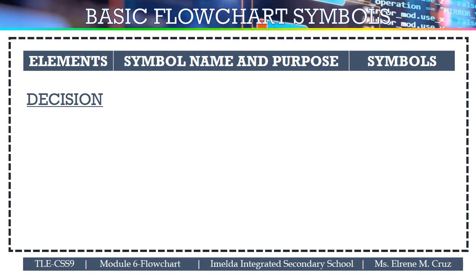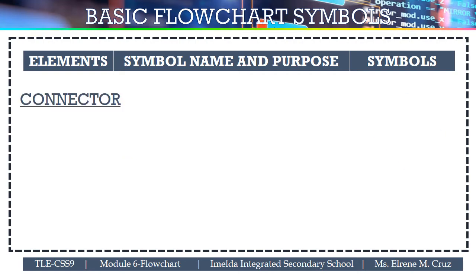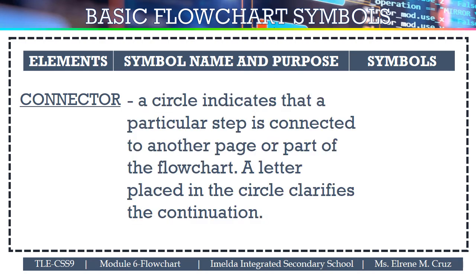The next one is decision. A diamond shows a decision point such as yes or no, or go or no go. Each path emerging from the diamond must be labeled with one of the possible answers. The symbol used is a diamond. Next is the connector. A connector is a circle that indicates that a particular step is connected to another page or part of the flowchart. A letter placed in the circle clarifies the continuation. The symbol used is a circle.